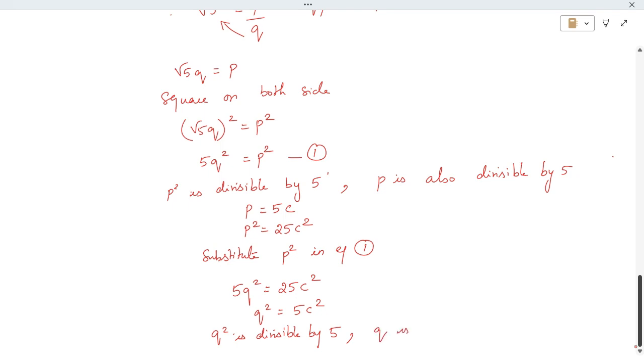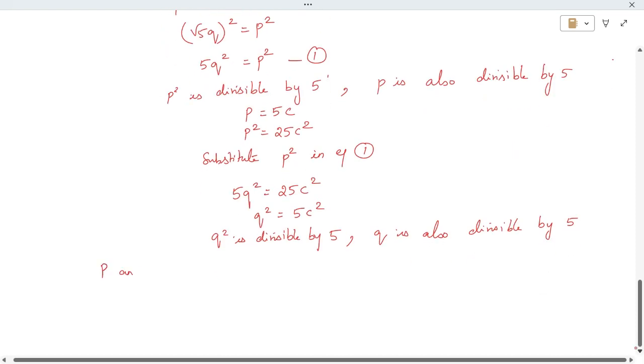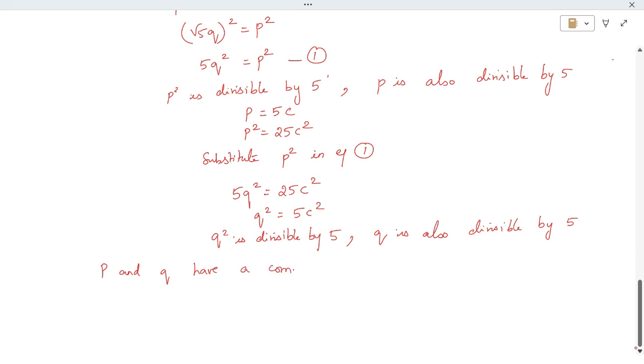So q is also divisible by 5. I have considered that as a rational number, which means p and q are co-prime. It doesn't have any other common factor other than 1, right? But if p and q are divisible by 5, then p and q have a common factor 5, because both are divisible by 5. This contradicts my assumption, right?